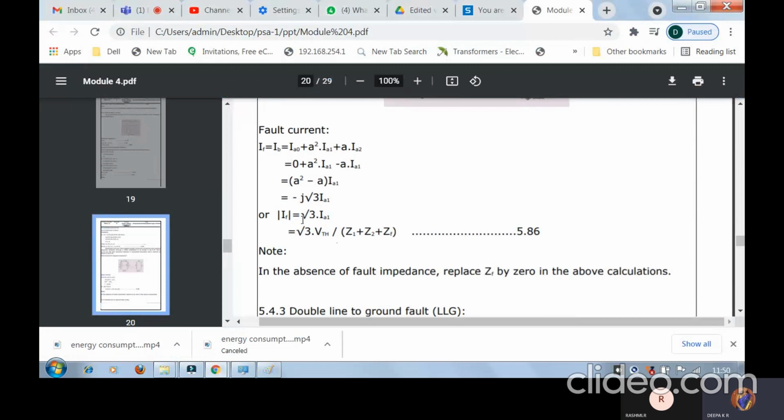So this is for LL fault. Already we know LL fault will be represented as magnitude of IF is equal to root 3 into magnitude of IA1. This is for line to line fault with impedance. If you remove the impedance, means you are just taking off the ZF, and you are writing it as root 3 into VTH divided by Z1 plus Z2. And everywhere we are writing in terms of V because we are applying the Thevenin's calculation, Thevenin's total voltage, Thevenin's total impedance formula. So VTH divided by Z1 plus Z2 plus ZF. Is it fine?